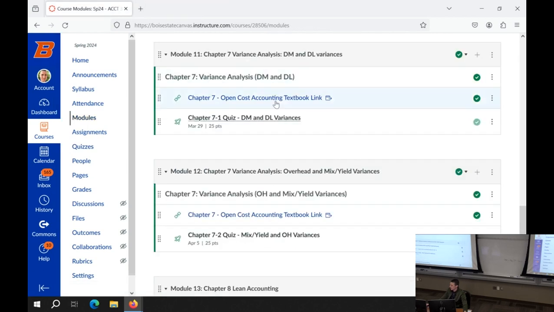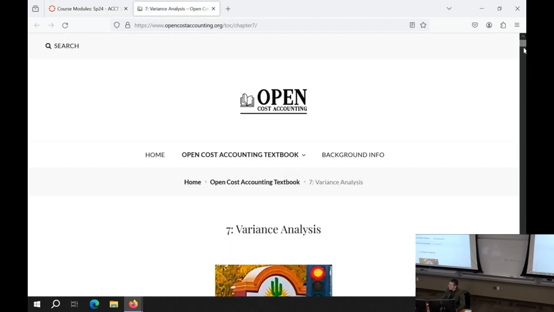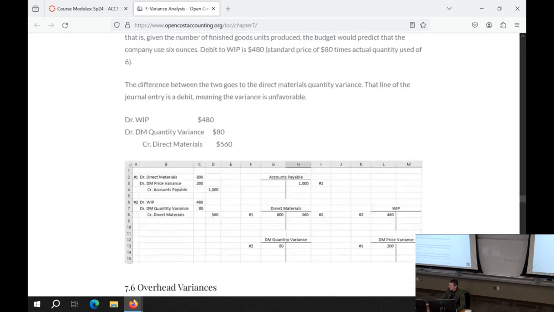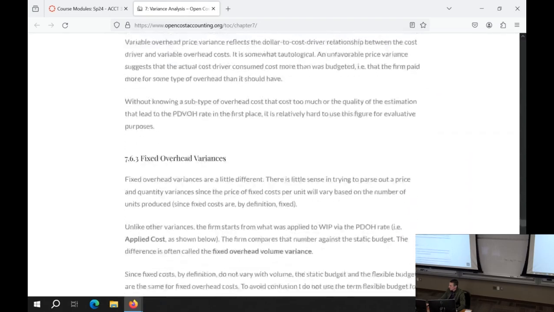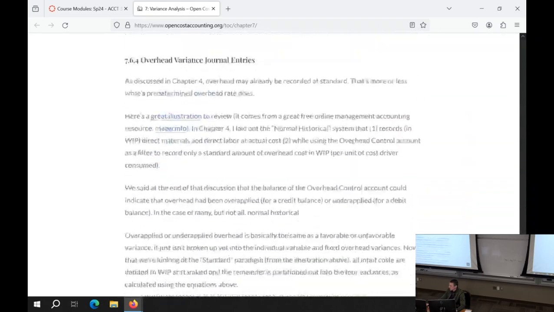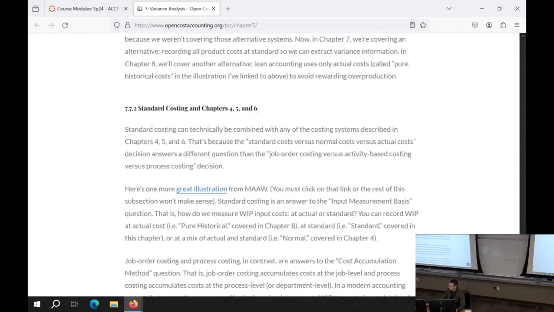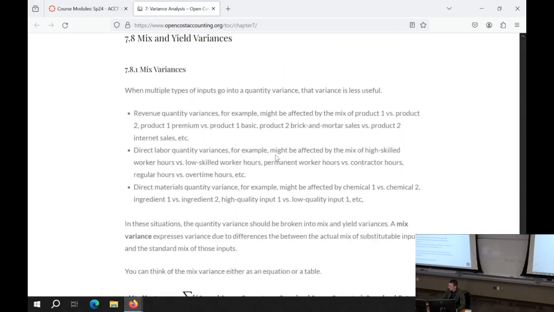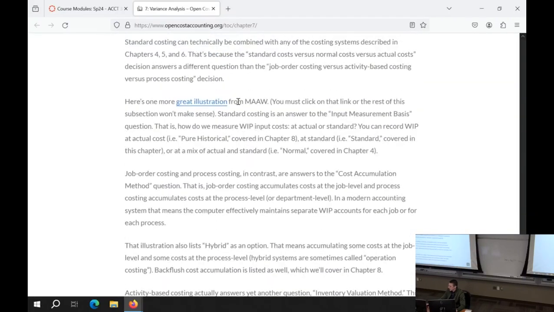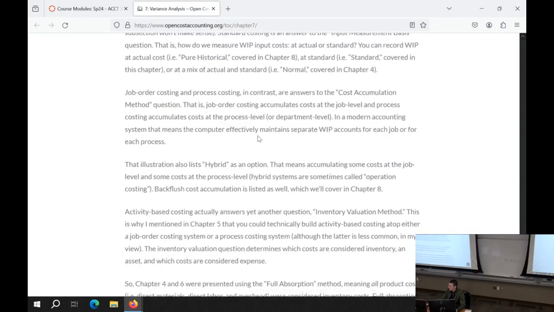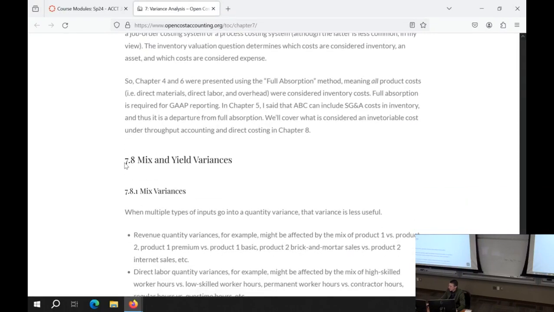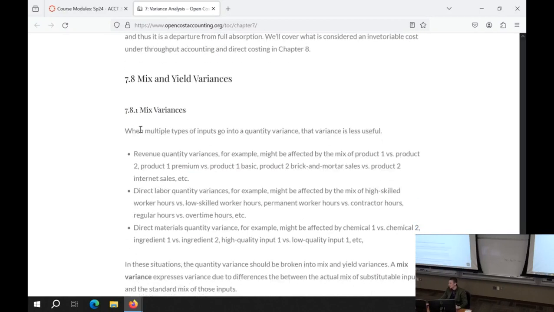All right. Get that. Okay, so like I said in the textbook, I don't think this is too bad of a section here. Specifically jumping over overhead costs, and my little trying to tie everything together to justify my life as a professor here. In 7.7, but instead 7.8, mix and yield variances.